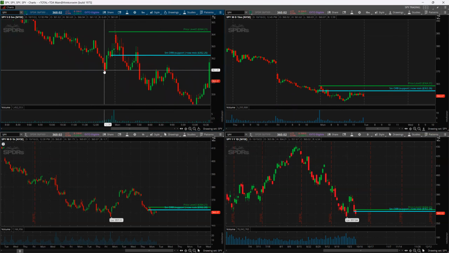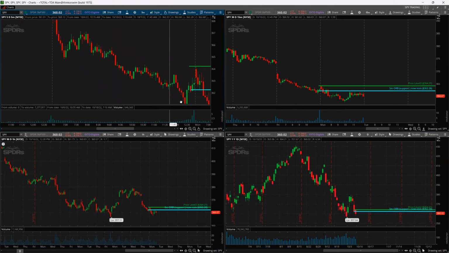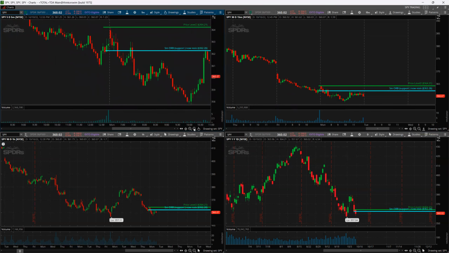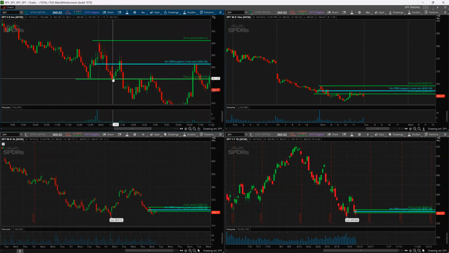You can see right here, we tested, fell back, and became lower. And guess what happens where SPY bounces off of? The previous day's low right here. So this is where SPY decides to bounce, and that is where your exit should be, or taking most of your profit, and then waiting to see where it goes from here.